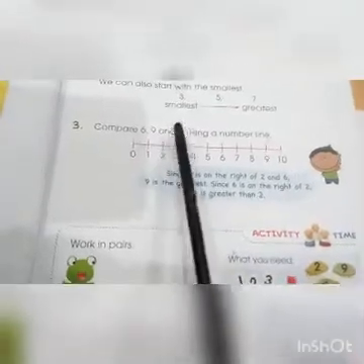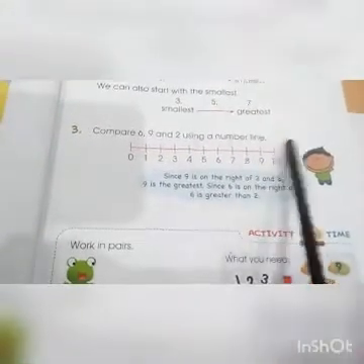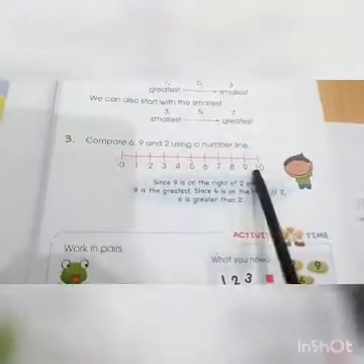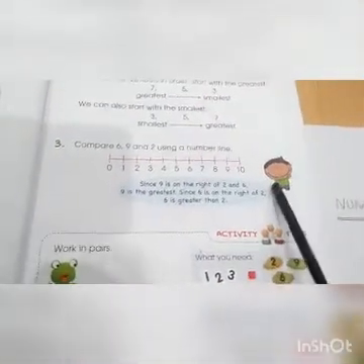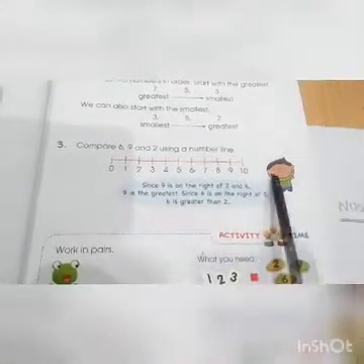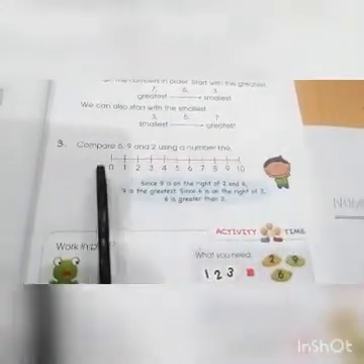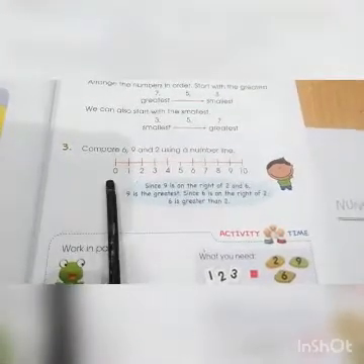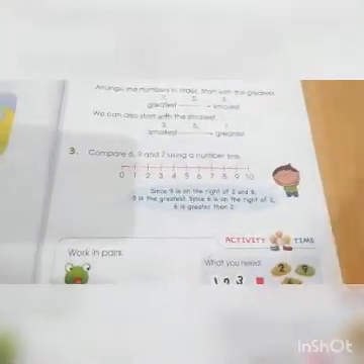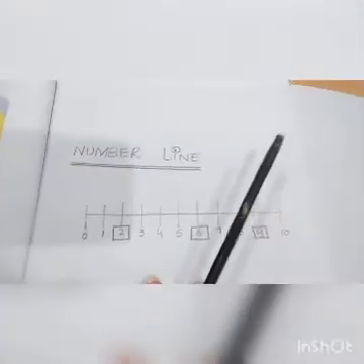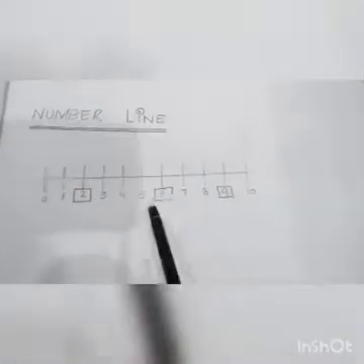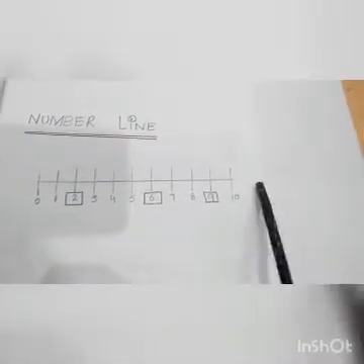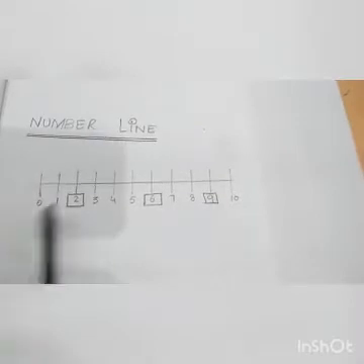Compare 6, 9 and 2 using a number line. Here is a number line from 0 to 10. If the number goes to the right side, it means that it is greater. And if the number goes to the left side, it means that number is smaller. I use a number line. You can see 2, 6 and 9 on this number line from 0 to 10.